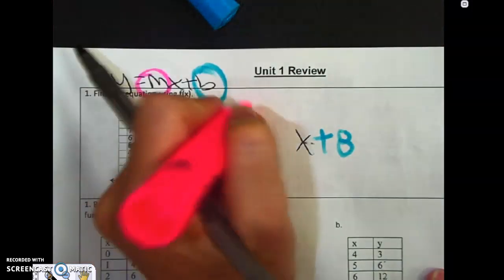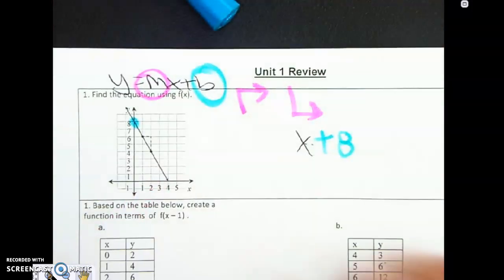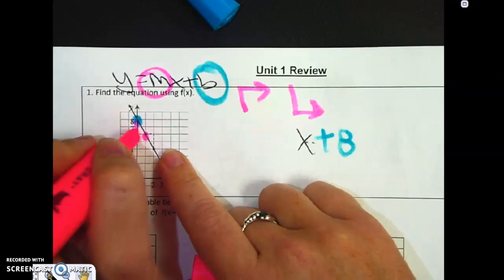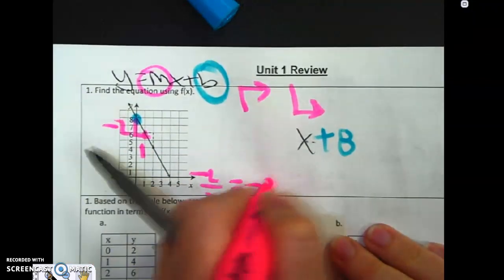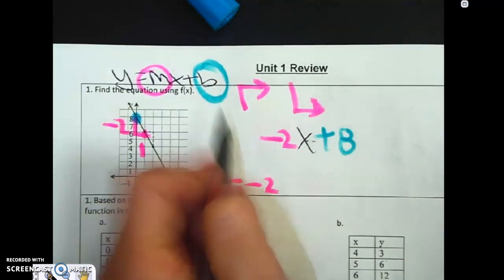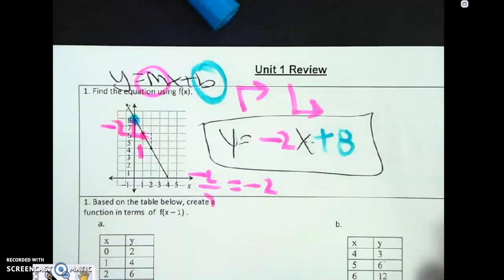To get the pattern, I either go up and right or down and right. So I got to find where it crisscrosses. Down 2, right 1. Negative 2 over 1 is negative 2, so that goes there. Y equals, okay?